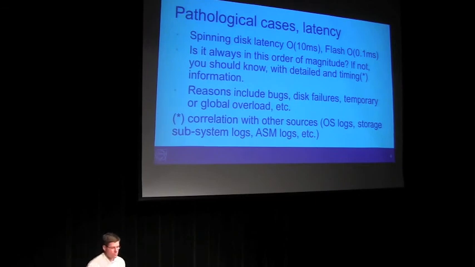You should know because you can actually look at it and you can hopefully reduce that, and we'll see that why. The reasons for having these outliers are primarily bugs in your OS, in your storage subsystem, in ASM. It can also be temporary or global overload.